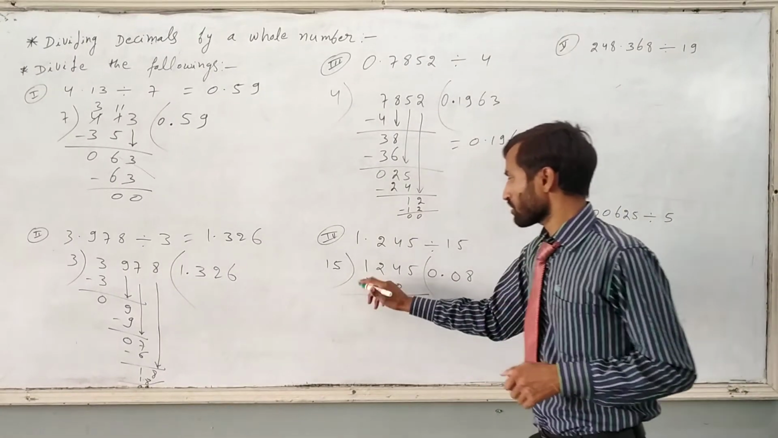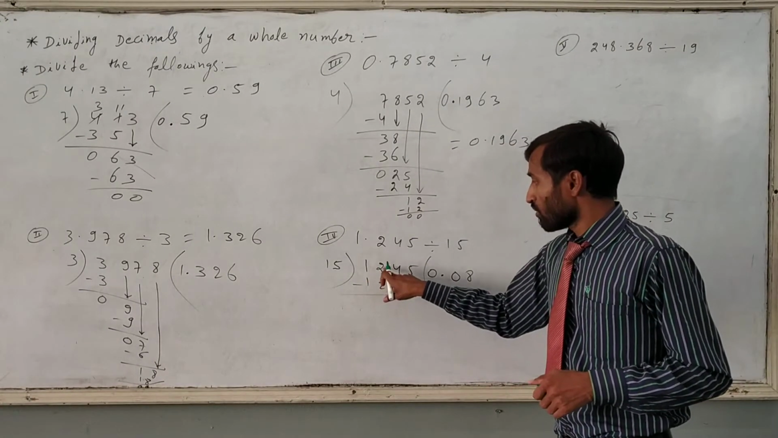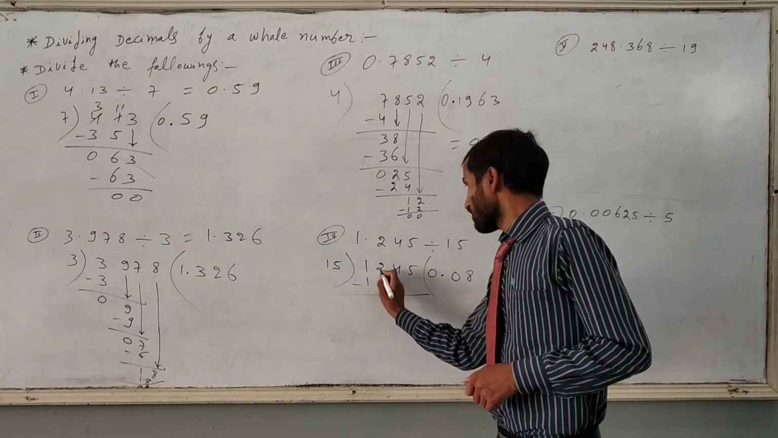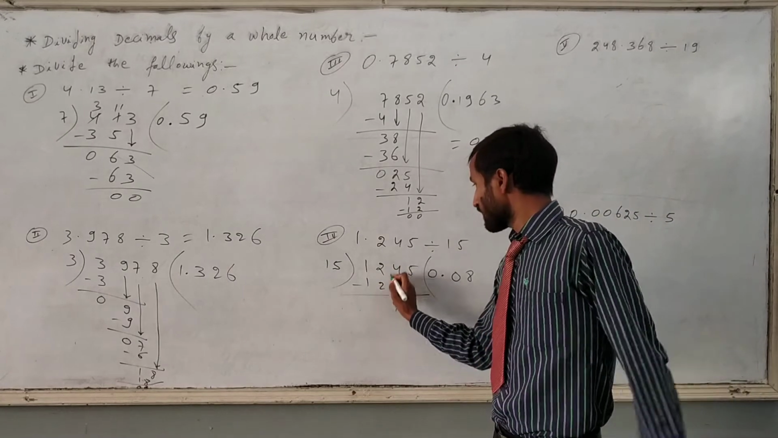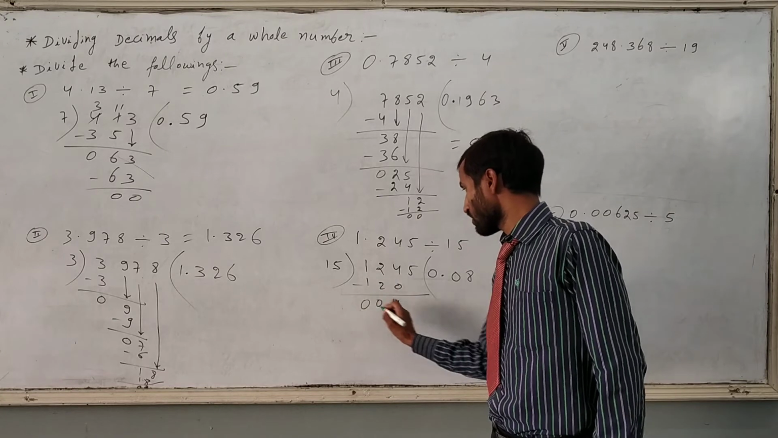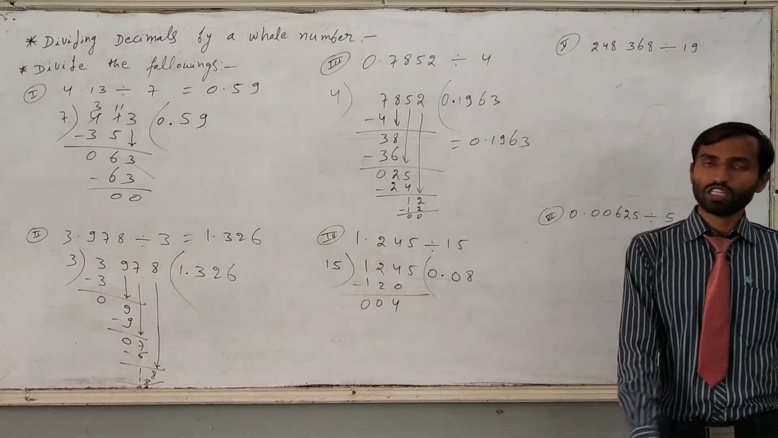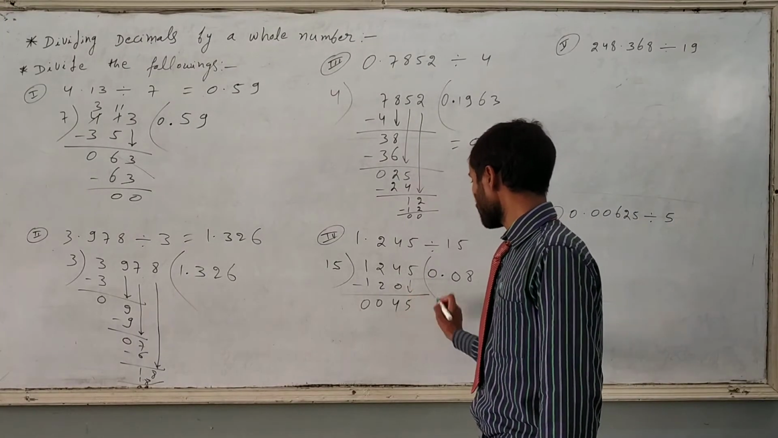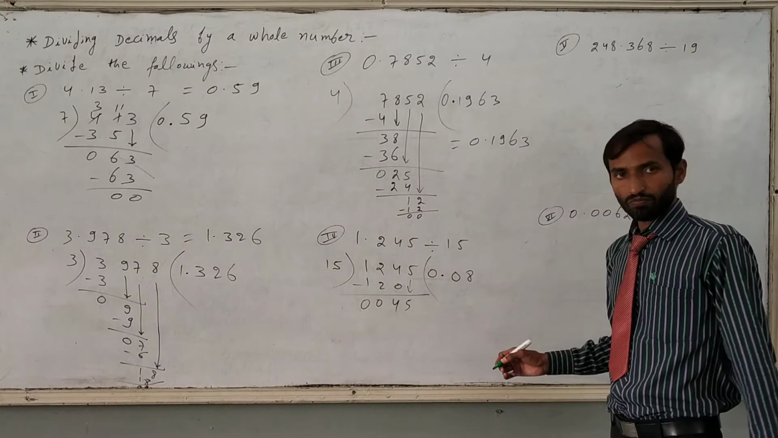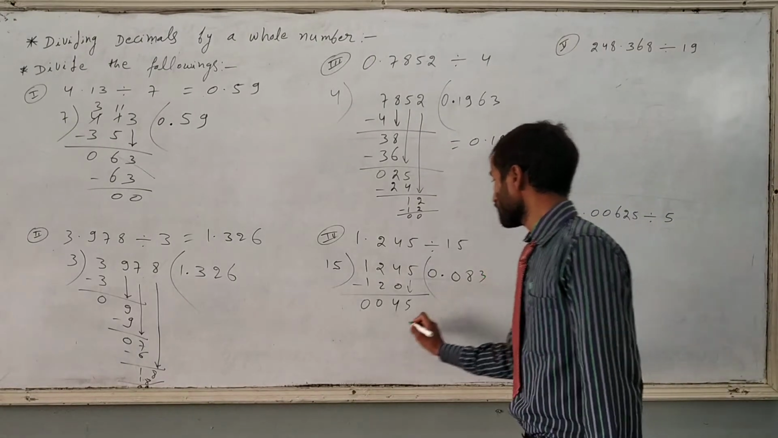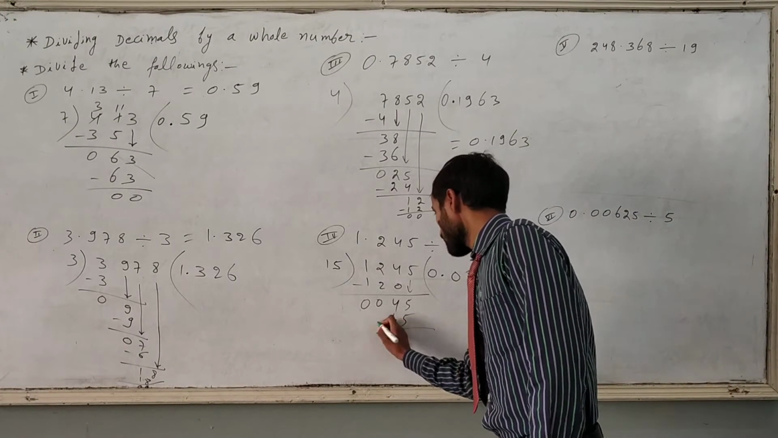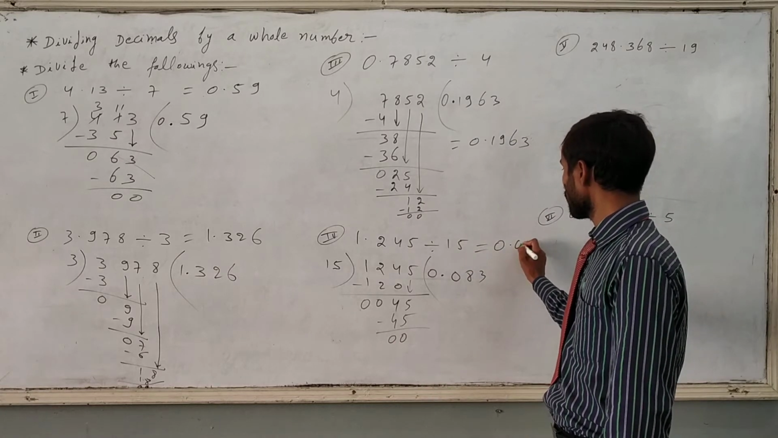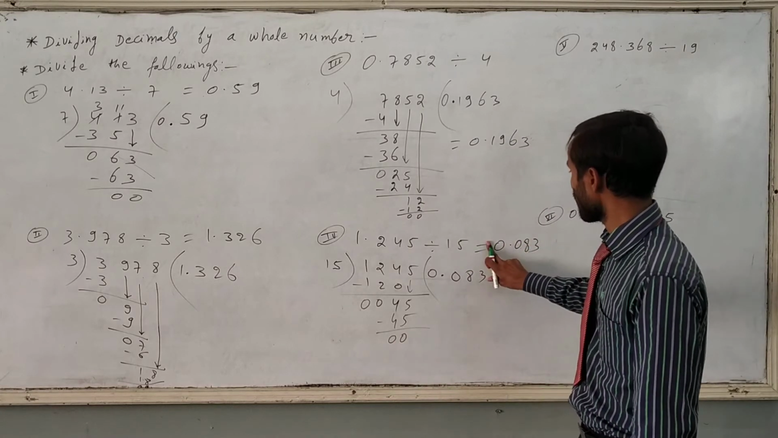So now you subtract here 124 minus 120. So it will be 4 minus 0 is 4, and 2 minus 2 is 0, 1 minus 1 is 0. Again you see here 4 is not divisible by 15. Again we have to write down one more digit, just write down 5. Then we can divide by 3. So 15 times 3 is 45. The remainder will be 0, and the final answer is 0.083. This is the final answer.